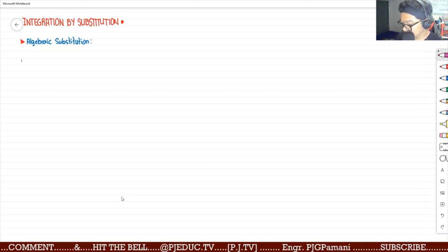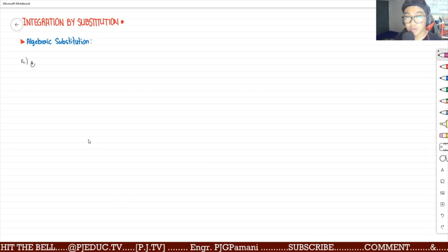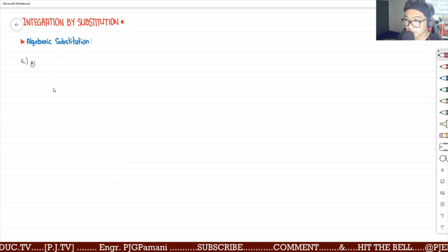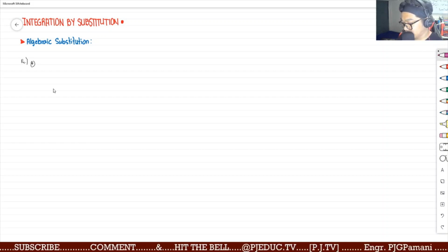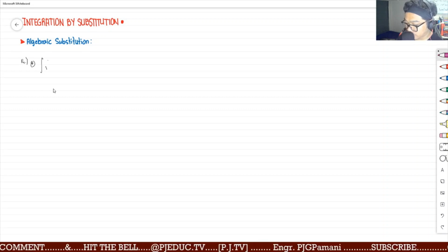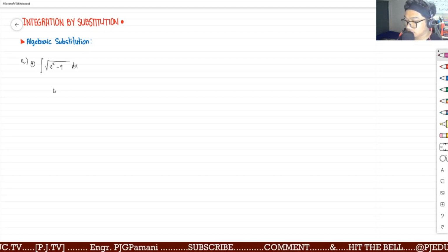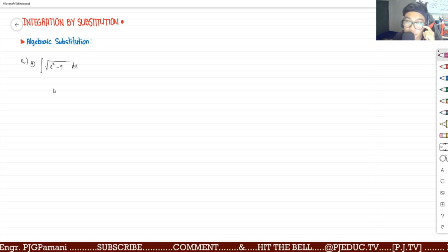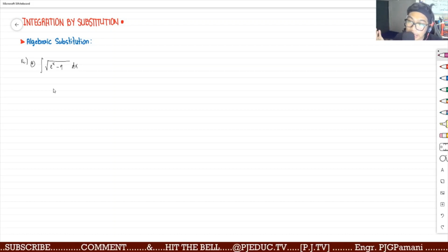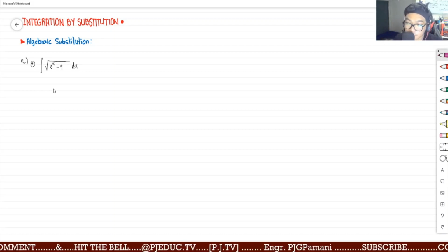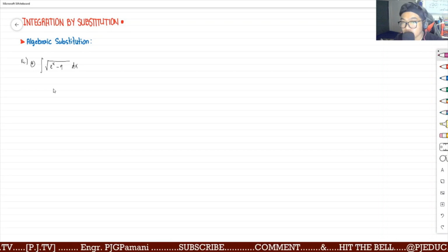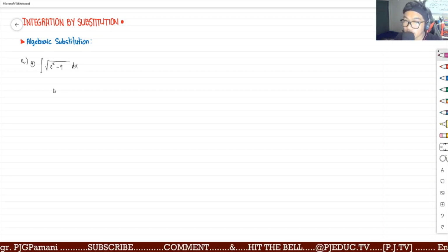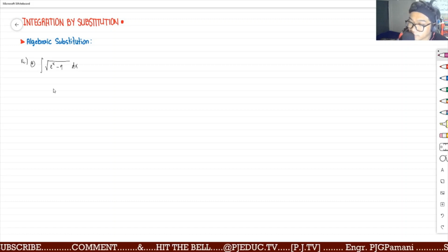Now, how about this given example? Example number 4. What if you're now asked to evaluate the indefinite integral of an exponential terms? So, this is now the integral of square root of e raised to x minus 9 dx. At some point, this particular problem, you can apply both algebraic and trigonometric substitution. Kasi merong isang rule sa trigonometric substitution where you can solve this problem. But let's try to solve it with algebraic substitution.